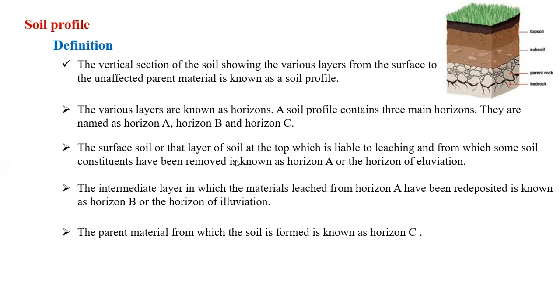A horizon is completely leachable. Technically, A is a washout horizon, whereas B is an accumulation horizon or illuviation horizon. Coming to horizon C, it's very close to the parent material. The parent material from which the soil is formed comes under horizon C. Students, we will see in detail about these horizons, what conditions are present in them, and what roles they play. Anyhow, we will see it in a very elementary way.